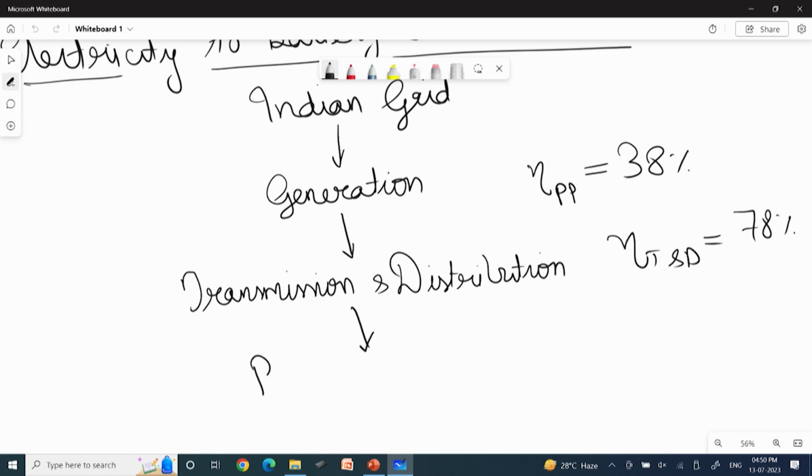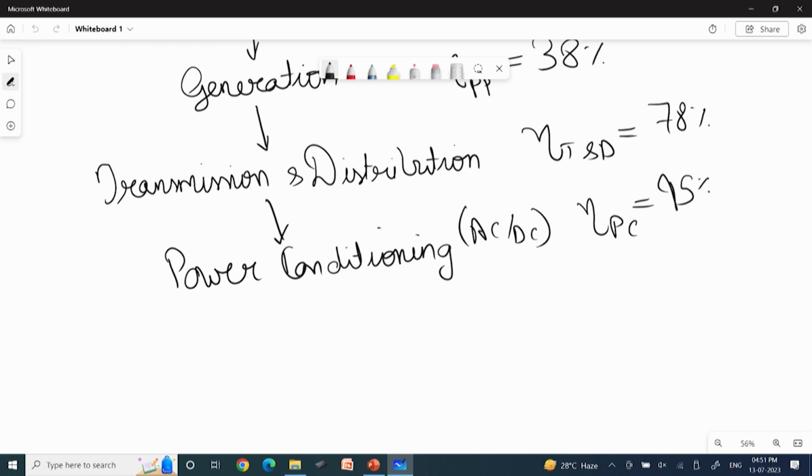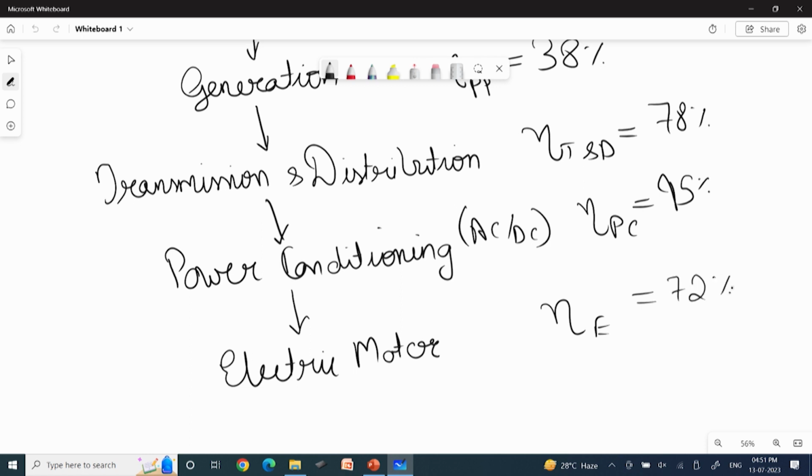And then there would be a power conditioning unit, which would basically be the conversion of the AC power into DC power for running of the electric motor, and this would be pretty efficient at around 95%. And finally, we would have the electric motor, which would be running the car, and this would typically have an efficiency of 72%. So, it looks to be very efficient.